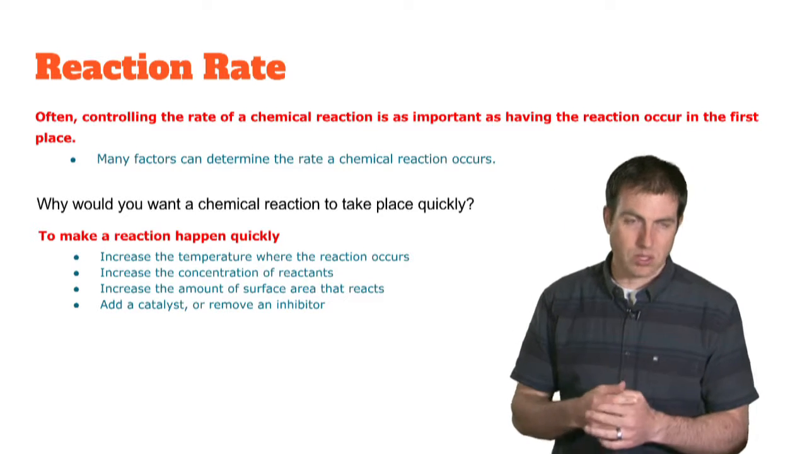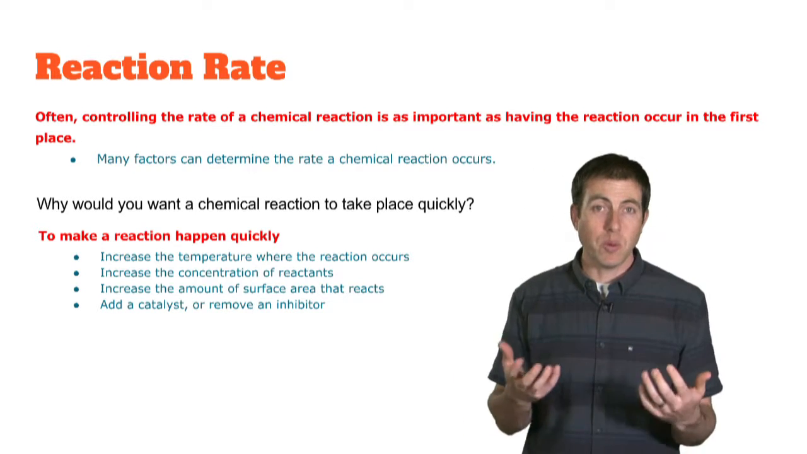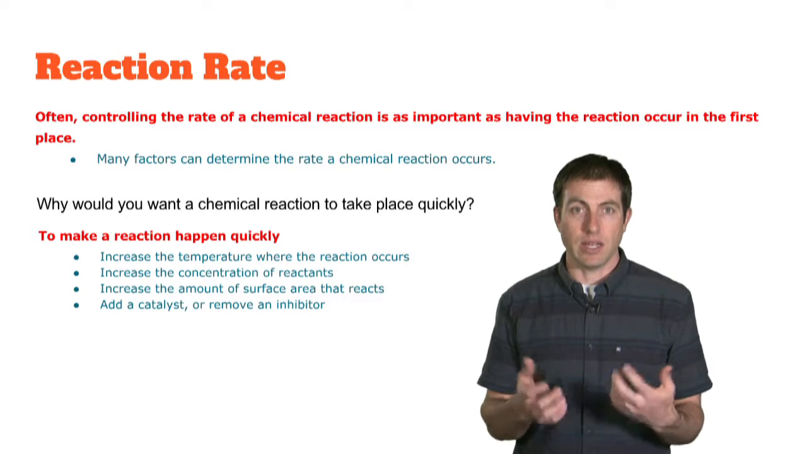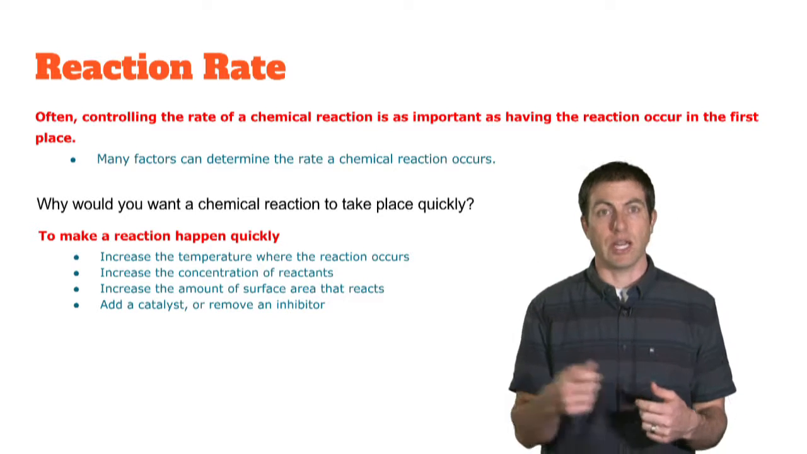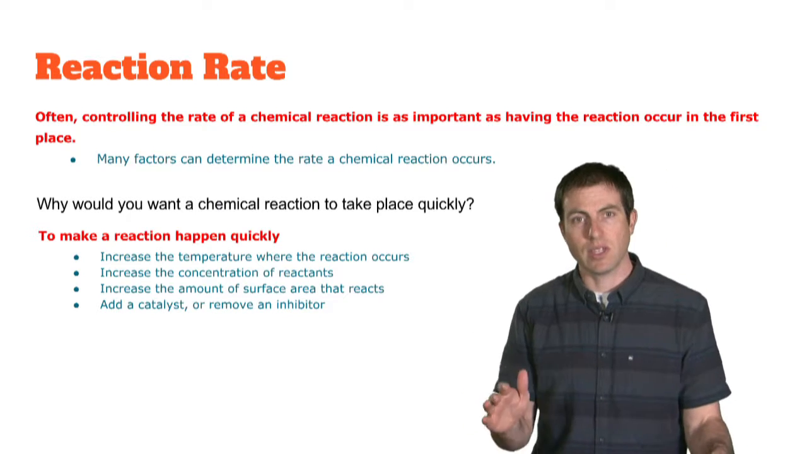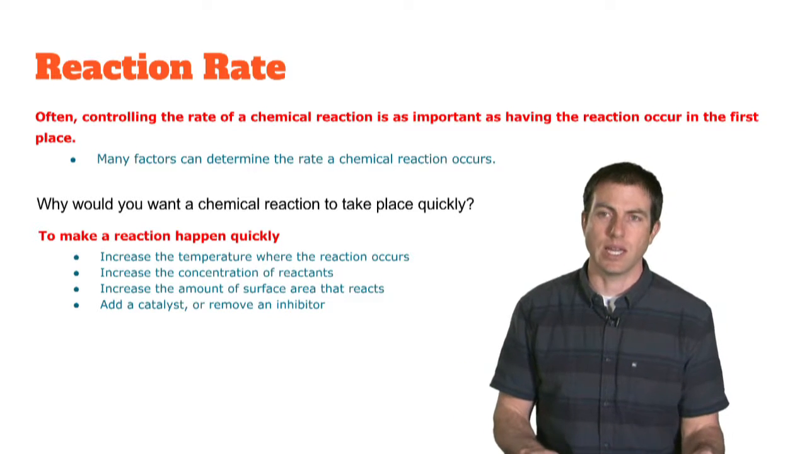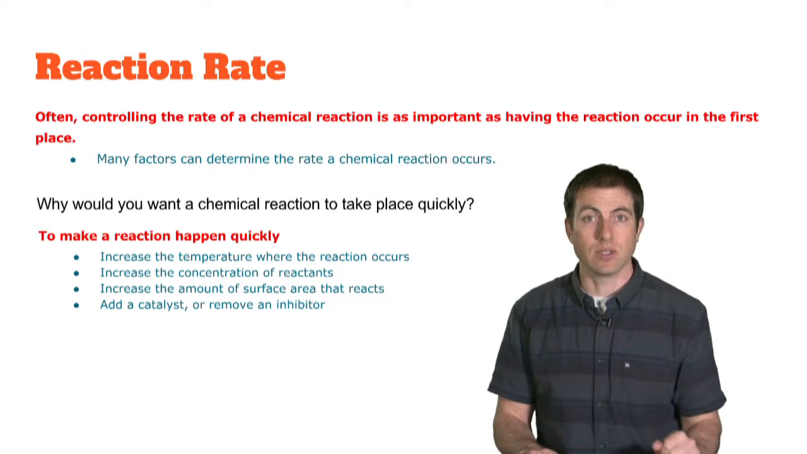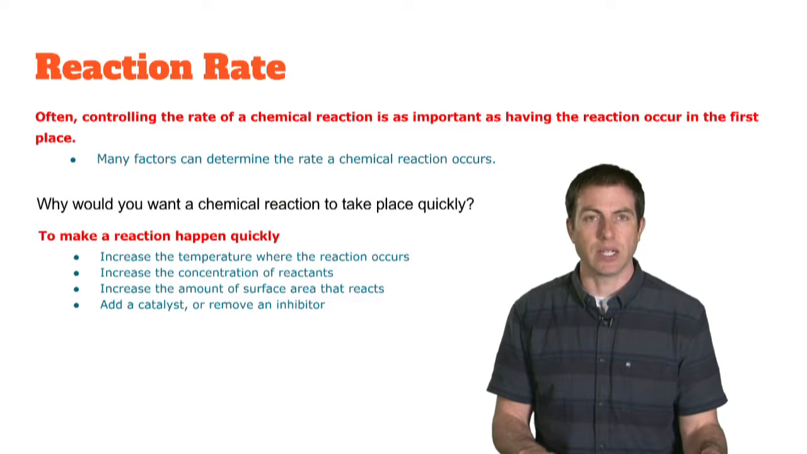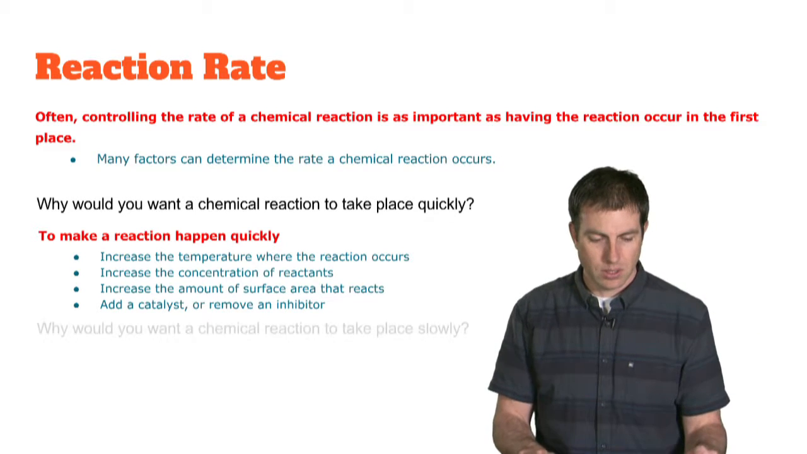And because I always talk about cars, when we want a reaction to happen slowly, I have old cars and they rust, and that is a chemical reaction. It's the iron in the car reacting with oxygen in the air, and I don't want that to happen quickly. So I do everything I can to prevent that reaction from happening at all by painting and waxing and things like that, or just making it happen as slowly as possible. So that's another example of a reaction that you might want to happen quite slowly, is your car rusting.